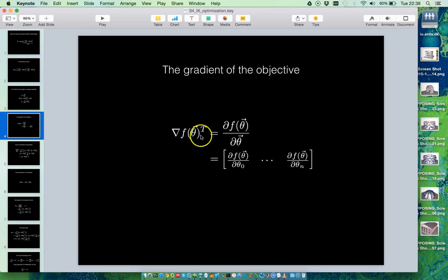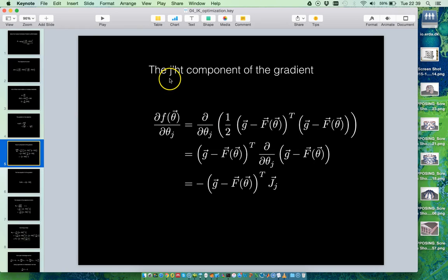The gradient of the objective function is defined as follows. It's defined as the partial derivative of the objective function with respect to the link angles. We can write this out. So the gradient would have the objective function taking the derivative with respect to the first link angle. The second component would be the derivative with respect to theta 1, and the third would be with theta 2, and so on.